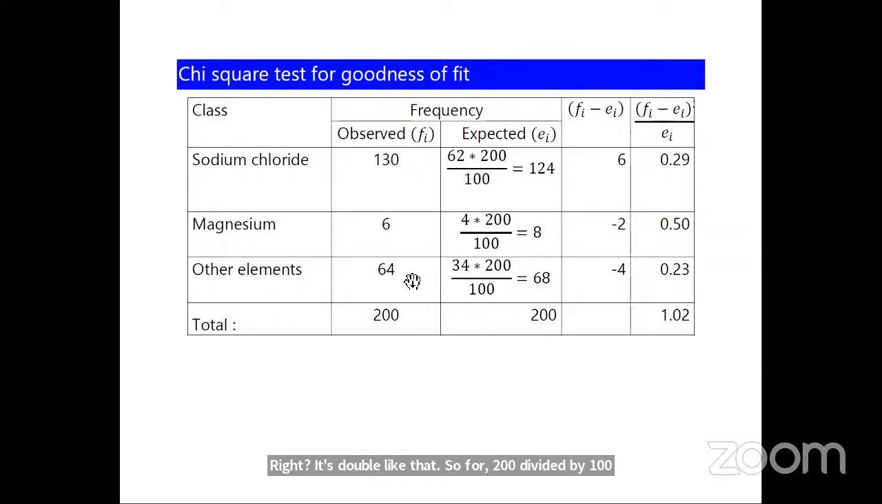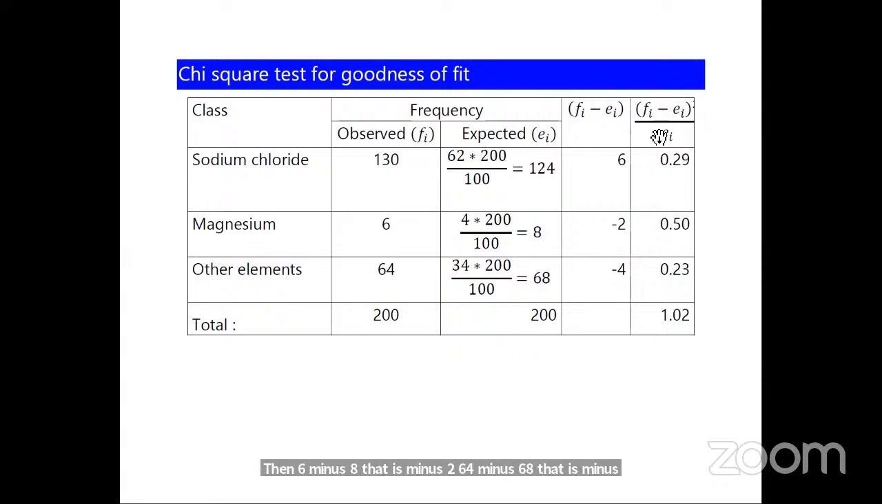Again, for other elements, what we found is 64 in 200 tons, right? And actually it should be how much? 34 in 100 tons. So this expected frequency we will compute as 34 into 200 divided by 100, that is nothing but 68. Now again we will find the observed frequency minus expected frequency, that is 134 minus 124, that is 6. Then 6 minus 8, that is minus 2. 64 minus 68, that is minus 4.